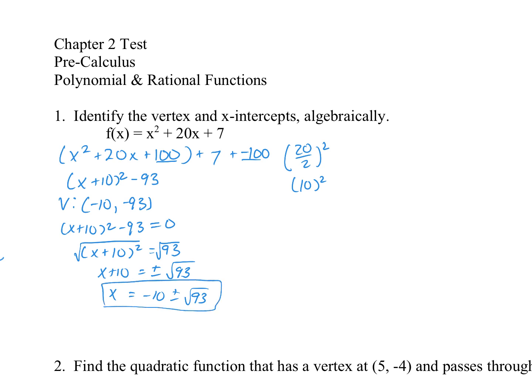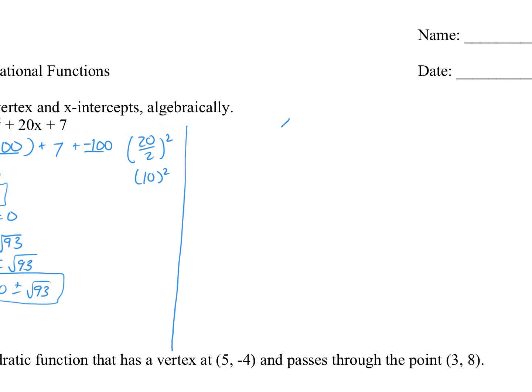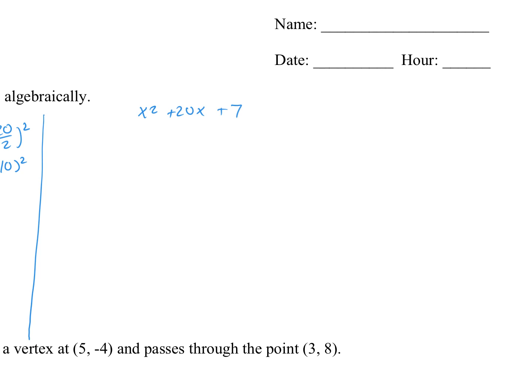So those are my two answers right there. Another way is that I can, I'm gonna rewrite it here, x squared plus 20x plus 7, is that I can use this old formula that we've been given before, x equals negative b over 2a, which is part of the quadratic equation to find your x. So that is negative 20 over 2 times 1, which gives me negative 10.